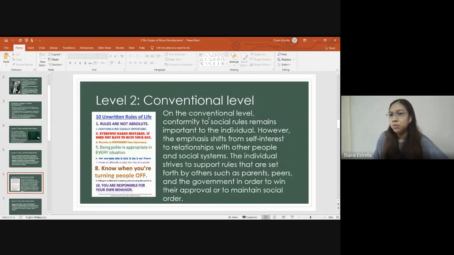Next. Let's go to level two, conventional level. On this level naman, the person moves outside from himself or herself. Tapos, what's important to him or her is our mga social rules, no? Conforming in the society, no? Meron pa rin siyang self-interest, pero it's motivated by ano yung magiging image niya sa society. Ano yung magiging effect noon? Interested pa rin siya sa sarili niya, pero kinoconsider na rin niya ano yung magiging effect noon sa lipunan. Okay? So the individual strives to support rules that are set forth by others such as parents, peers, the government in order to win their approval, no? And maintain social order.